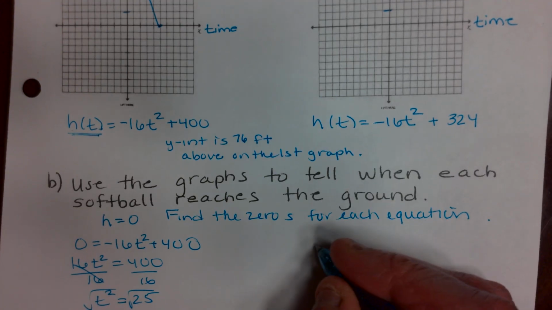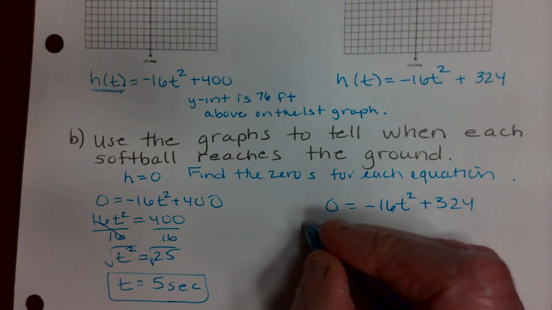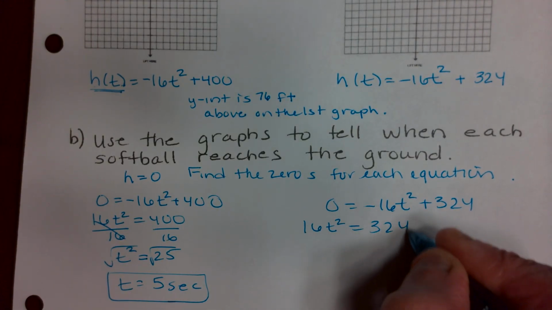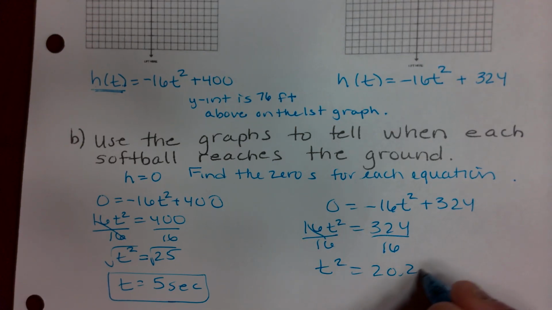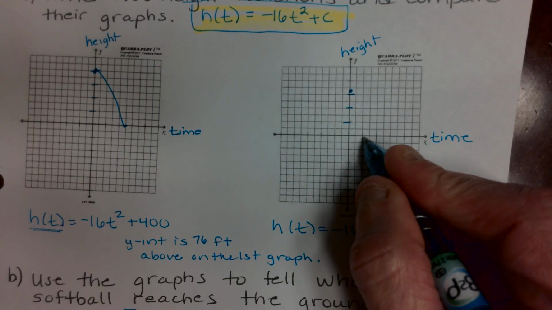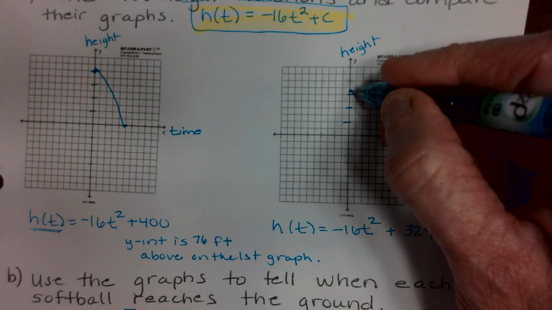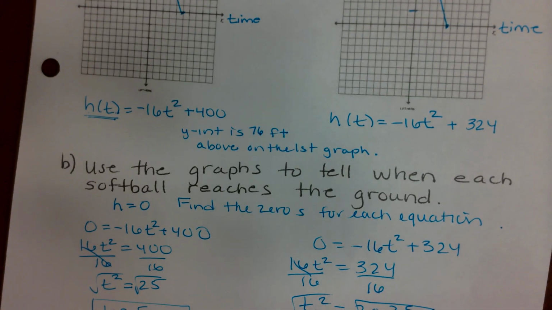And now, over here, we're going to do the same thing. 0 equals negative 16t squared plus 324. Move the 16t squared to the other side. Divide by 16. t squared equals 20.25. And t is equal to 4.5 seconds. So 4.5 is about right here. We're going to get somewhat of a more narrow, well, actually, it's just lower. Yeah, so that's kind of cool.